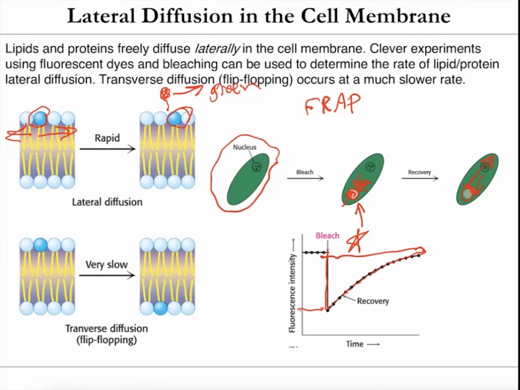However, flip-flopping, so a lipid head right here switching to the other side, to now be right here, does not occur very quickly. That's because of the interactions between those positively charged heads and those hydrophobic tails and their interactions with the water. So proteins and lipids do not flip-flop in membranes very quickly, but they do move from side to side through the membrane very, very quickly for the most part.